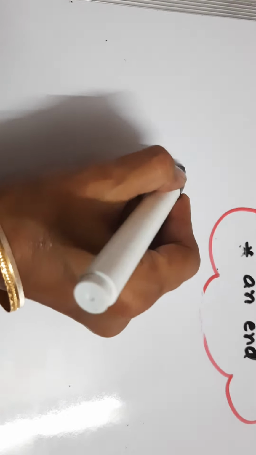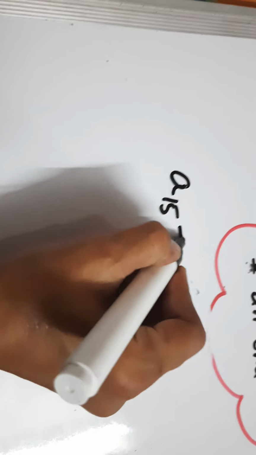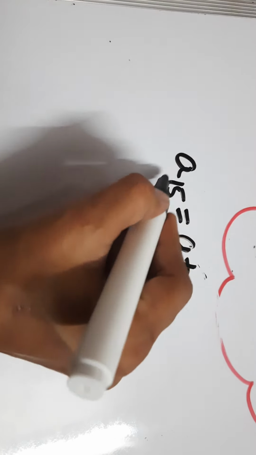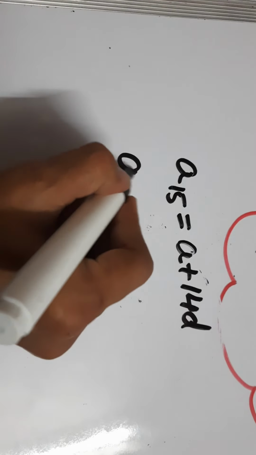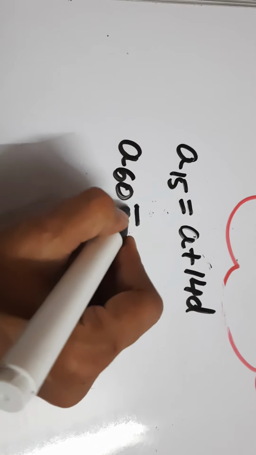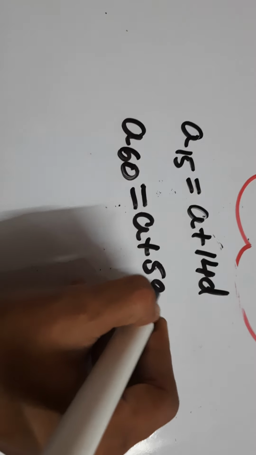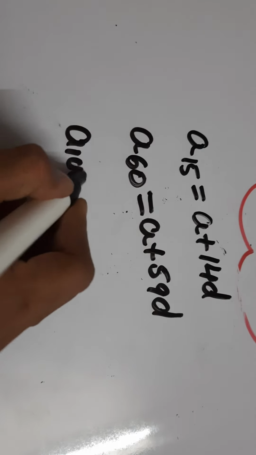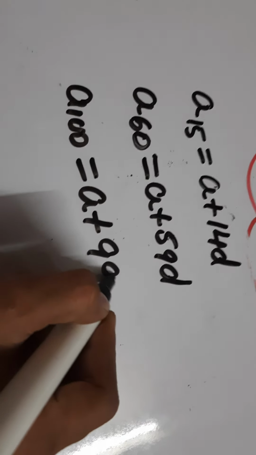So now dear students, just you tell me, if I want to write the 15th term, what will be the formula? Yes, tell me. a plus, yes, 15 minus 1 means 14d. For example, if I want to find out the 60th term, what is the formula? a plus 60 minus 1, that means 59d. If I want to find out the 100th term, a100, we'll write a plus 100 minus 1 means 99d.